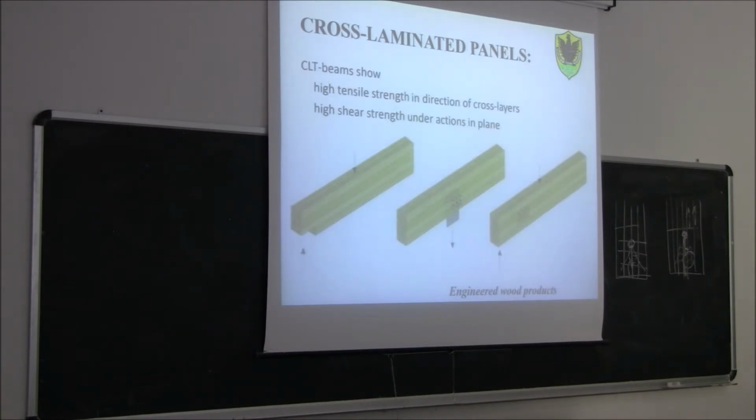Instead, if you use X-lam, it is inherently reinforced by the layers that are running perpendicular to the grain. So we don't need, in this case, you see, if you have, for example, a beam with a notch, or a beam with a load hanging underneath, or a beam with a hole, if you use X-lam, we don't need to put any reinforcement because the secondary layers are already acting as a reinforcement for the beam.